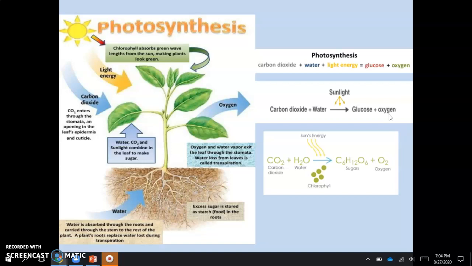So what I need you to know in the grand scheme of this, because you will learn about this in depth when you get to biology next year, is that sunlight is an important part of photosynthesis that helps the plant make food and oxygen, okay? That is the main takeaway.